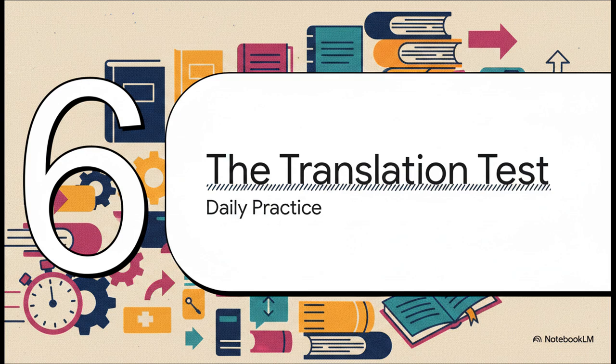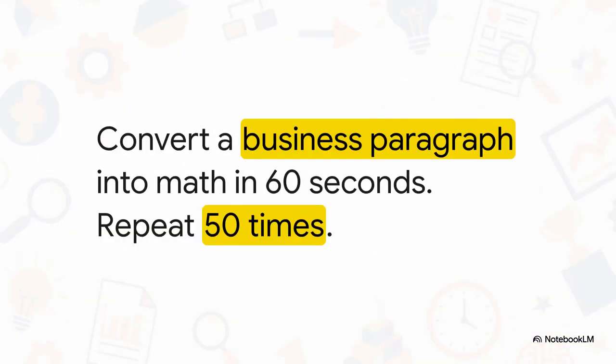And finally, Section 6, the translation test. Let's talk about building daily practice. I want to leave you with a super concrete daily practice routine. Go grab a paragraph from the business section of any newspaper. Find something talking about revenues, growth, costs, whatever. Then, force yourself to convert that block of text into mathematical equations in under 60 seconds. Do this 50 times over the next few weeks. I guarantee you it will literally rewire your brain. Pretty soon, those terrifying advanced caselets are going to feel exactly like simple reading comprehension.